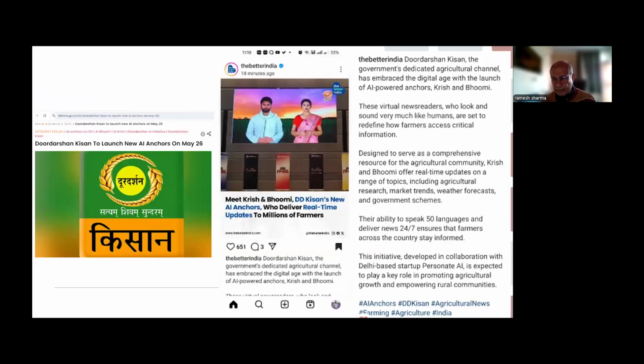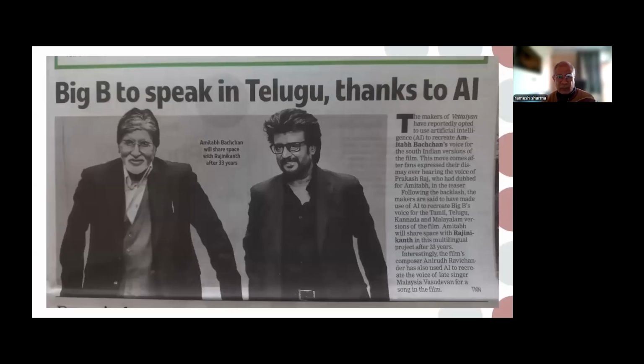These are the presenters, and perhaps even in Sri Lanka, AI anchors may be reading the news. But if you watch Indian news channels, particularly the weather forecast, many of the television channels are now using AI anchors to read that news. Not only that, even the film industry is affected.